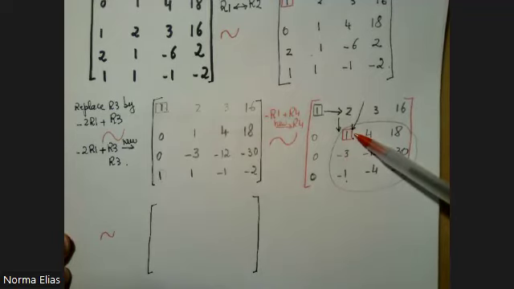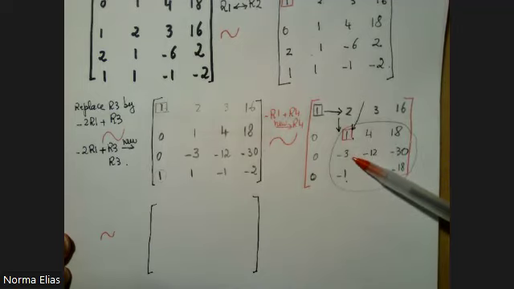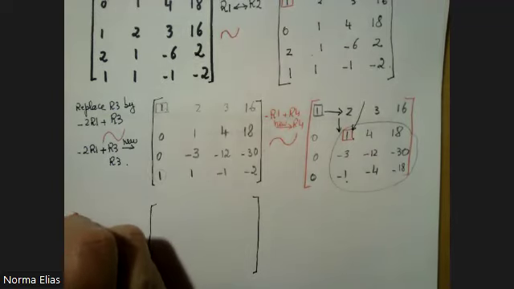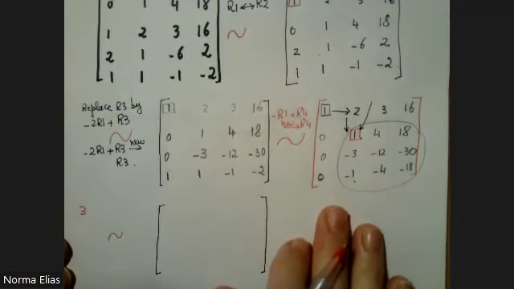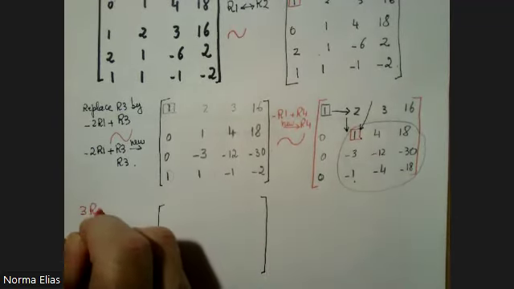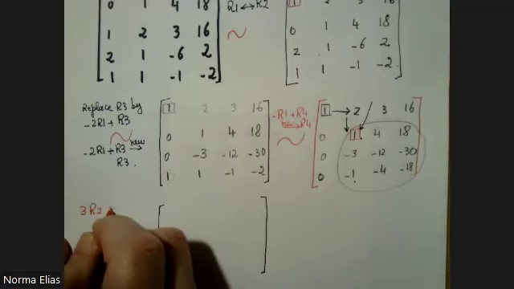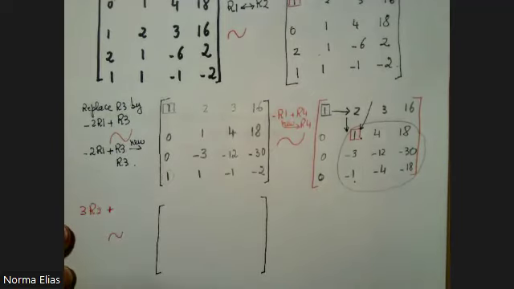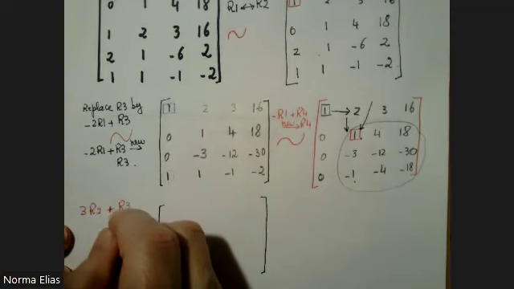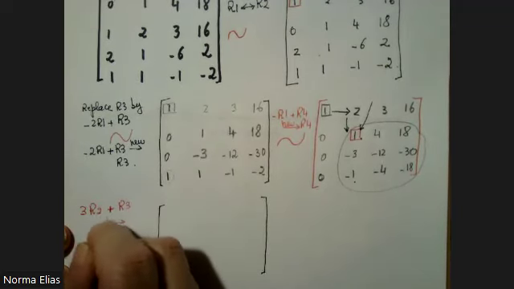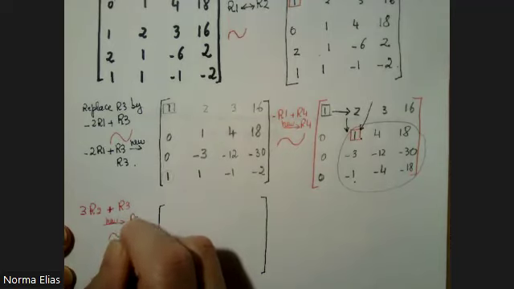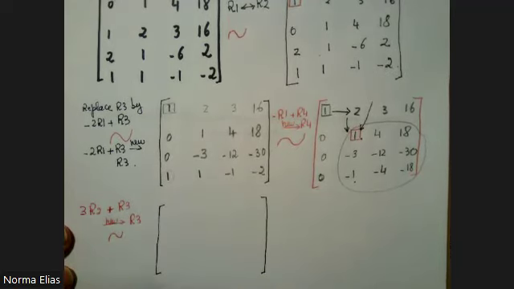So I'm going to multiply the second row by 3 and add it to the third row. So we're taking the second row, multiplying it by 3, adding it to the third row, that's the replacement, and this is going to become the new row 3. So let's do that.